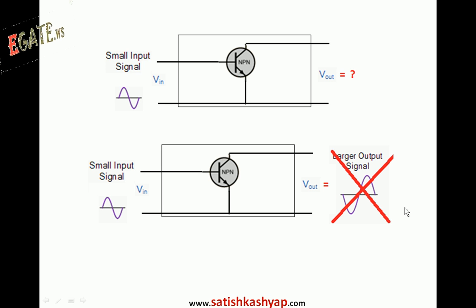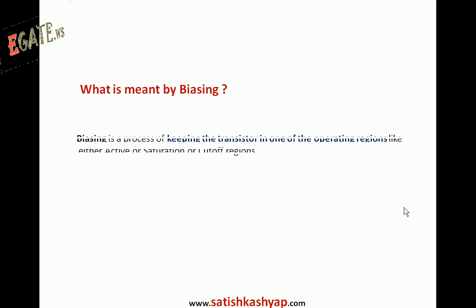If you want to get amplification, the transistor must be biased in the active region. So a BJT acts as an amplifier whenever it is biased in the active region. So how do we keep the transistor in the active region? And before that, what is meant by biasing? Biasing is the process of keeping the transistor in one of its operating regions, either active, saturation or cutoff. Placing the transistor in one of the regions is called biasing.